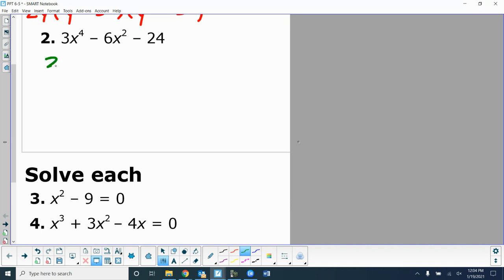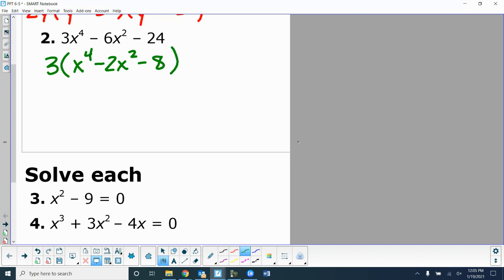Oh, 3. Wait, we're after the 3. Just 3, because there's no X. Just 3. So, Joey, what's left? X to the fourth minus 2x squared minus 8. Good. Can I factor that trinomial?